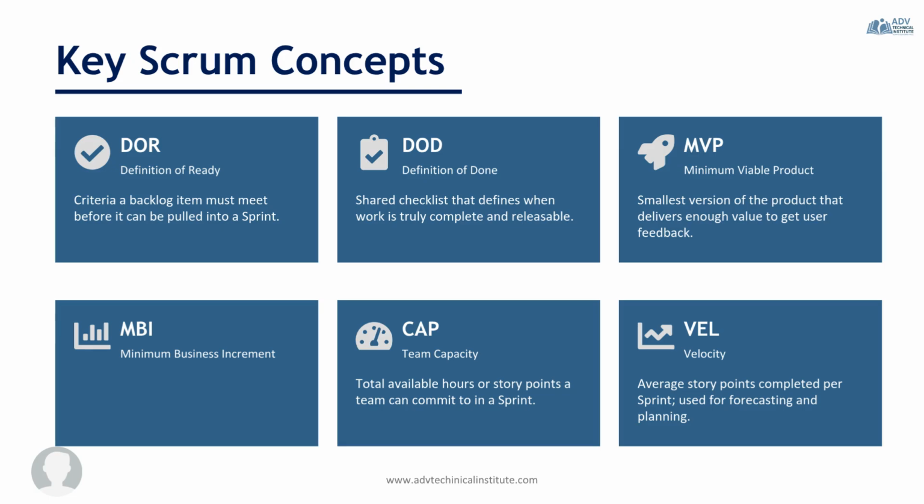The key takeaway is that definition of ready helps determine when work is ready to start. Definition of done determines when work is complete. Minimal viable product helps validate ideas quickly. Minimal business increment delivers measurable business value. Capacity helps teams plan realistically. Velocity helps teams forecast future work.